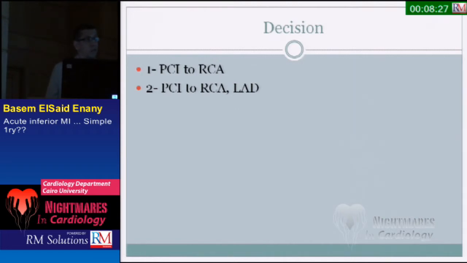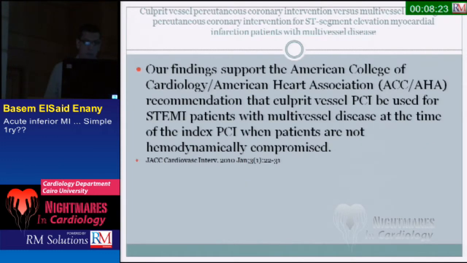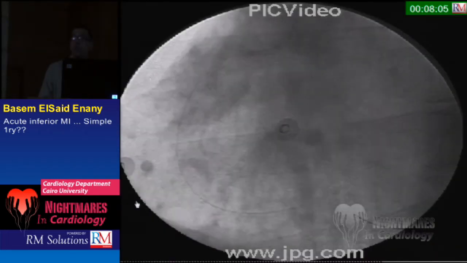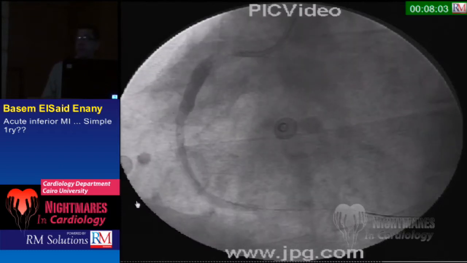I would like to discuss this point more clearly. According to the American guidelines, it's recommended to do PCI to the culprit lesion only, unless the patient is hemodynamically compromised. This is repeatedly written in different papers, like in JACC here, this is the APEX-AMI, and in the European Heart Journal here. So the decision was to do PCI to the RCA, the culprit vessel only.